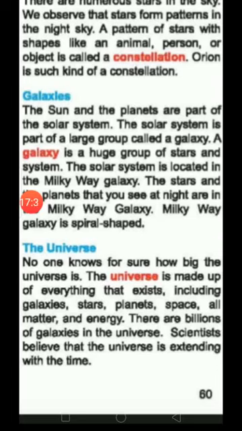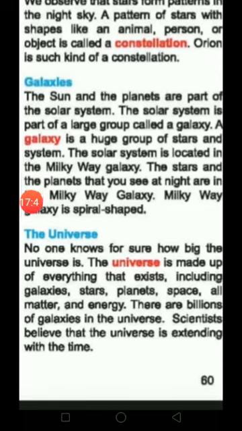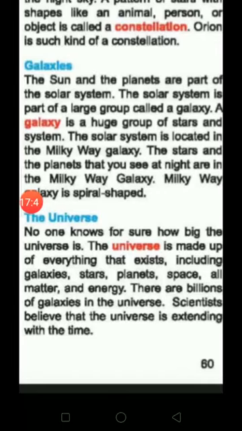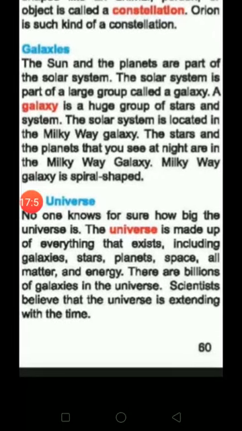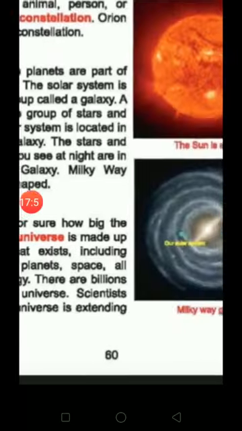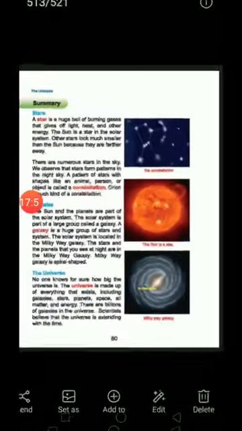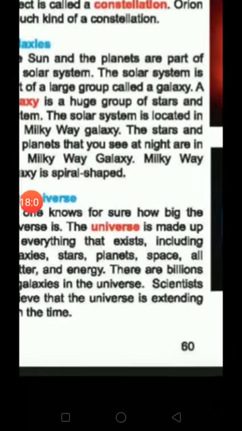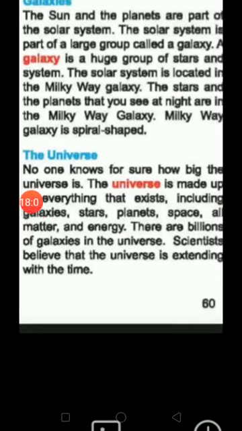A galaxy is a huge group of stars and systems. The solar system is located in the Milky Way galaxy. That means our solar system is located in a galaxy. The galaxy's name is the Milky Way galaxy. Okay, remember it. The stars and the planets that you see at night are in the Milky Way galaxy. The Milky Way galaxy is like a spiral shape. Spiral shape. Understood? You can see in your figure this is a spiral shape, and the Milky Way galaxy is spiral in shape.